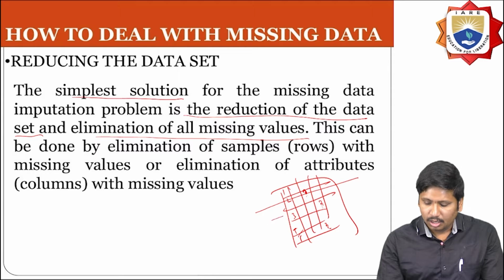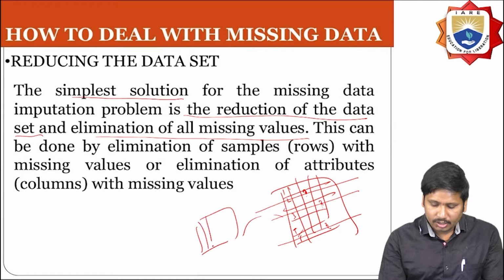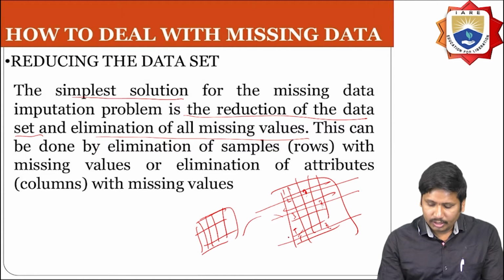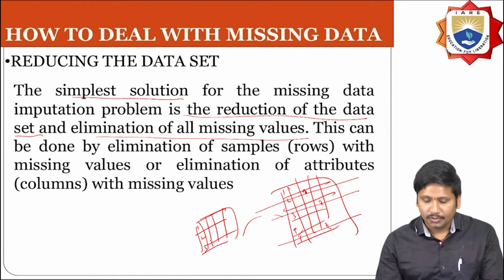At that time, simply by deleting the rows where I get missing values, the data set size will be reduced. The size was 1 to 5, but after deleting, I can get only 1 to 3. So this is reducing the data set, and this is one of the ways of handling missing data. We should provide a simple solution for handling the missing data imputation problem, by reducing the data set and eliminating all the missing values.